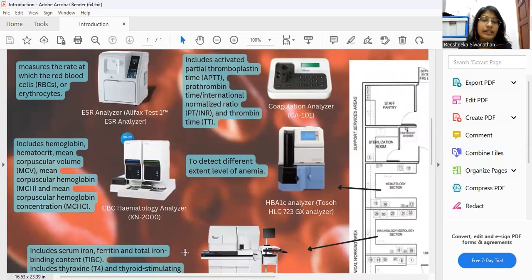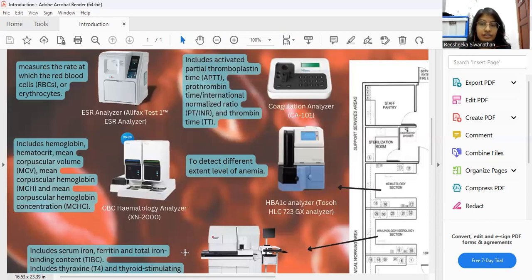Let's look into the clinical working area. There will be 3 tests carried out in the hematology section, which are the ESR or coagulation test, complete blood count test, and HbA1c test. The erythrocyte sedimentation rate is the rate at which red blood cells settle in a column of blood in 1 hour. The instrument that can conduct this test is the Halifax Test 1 ESR analyzer. This instrument can run up to 160 samples per hour.